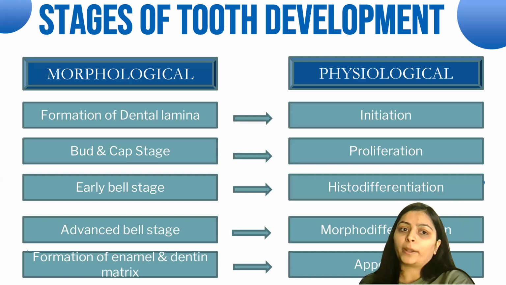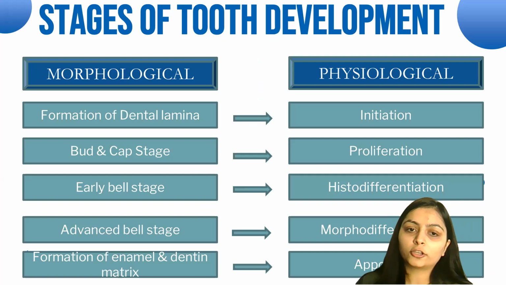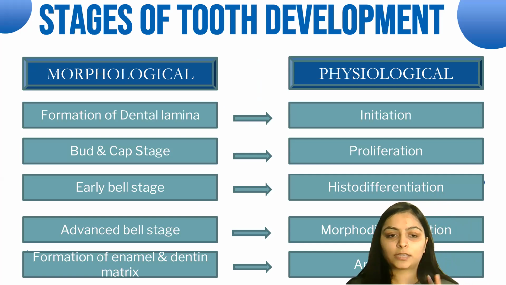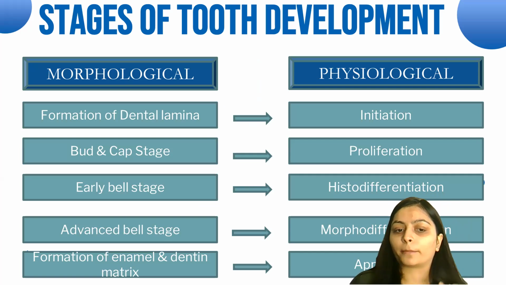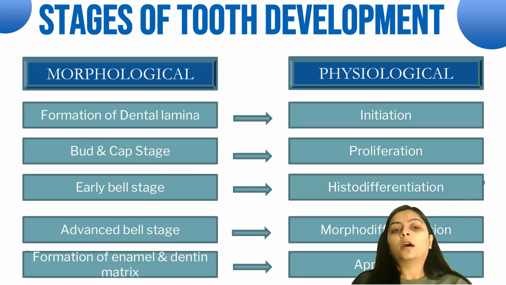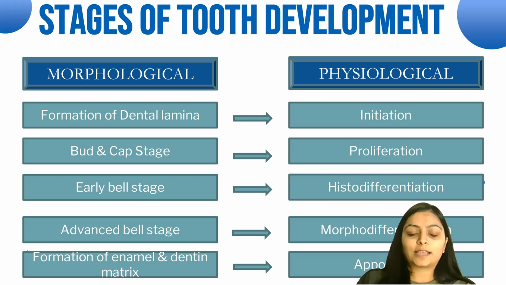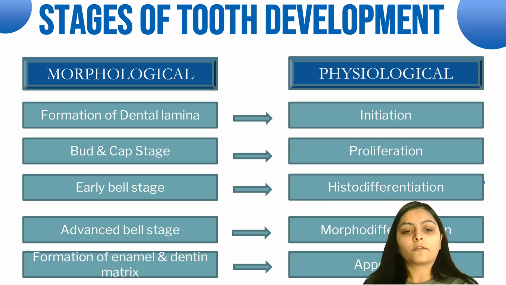Basically, stages of tooth development can be divided based on morphology and physiology. Based on morphology, it is divided into five stages. First is the formation of dental lamina, then bud and cap stage, early bell stage, advanced bell stage, and formation of enamel and dentinal matrix. These correspond to the physiological stages: formation of dental lamina corresponds with initiation. Bud and cap stage corresponds with proliferation. Early bell stage corresponds with histodifferentiation, and the advanced bell stage corresponds with morphodifferentiation. Formation of enamel and dentinal matrix is also known as apposition.